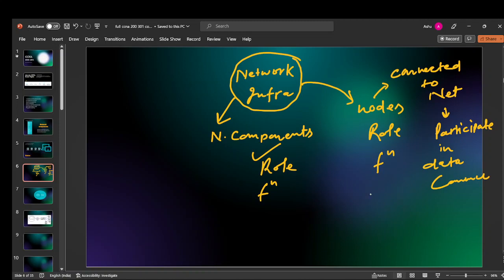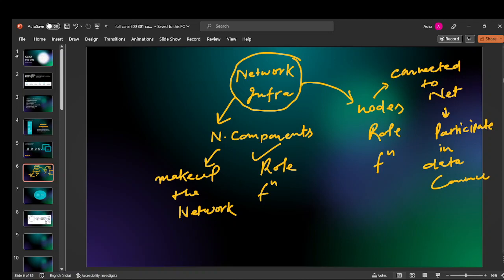Now, what are network components? They refer to the physical devices that make up the network. Clear? Where nodes are connected to the network and participate in data communication, network components provide the platform to make up the network infrastructure.